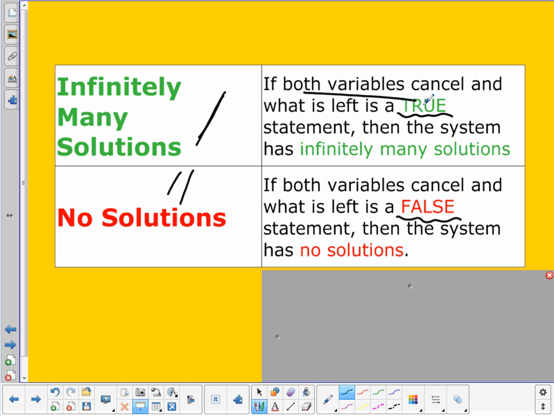So when both variables cancel, it's either going to be true, which is infinitely many, or it's going to be false, which is no solution. Again, you can pause your video and take a second to write those two down if you need to.